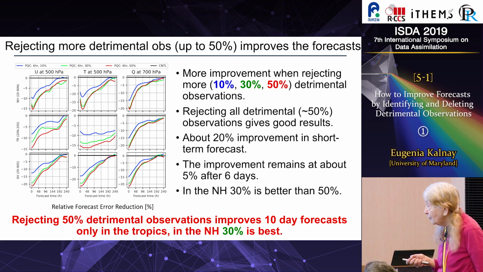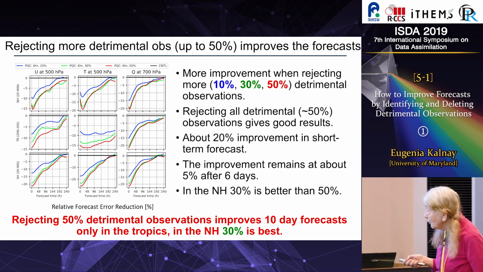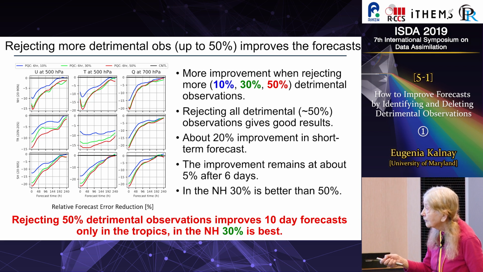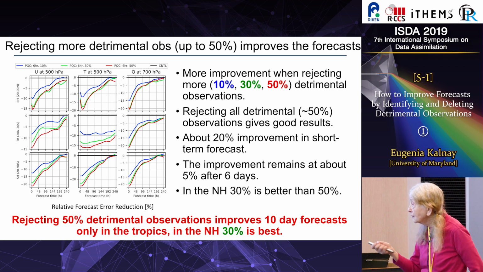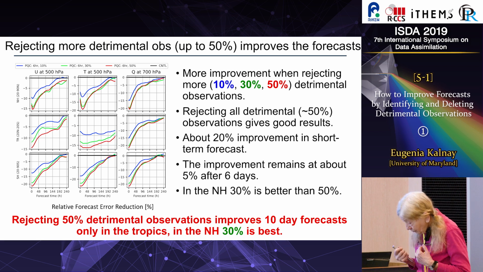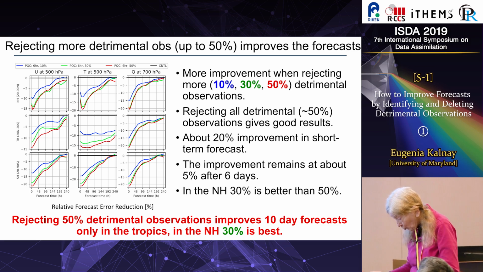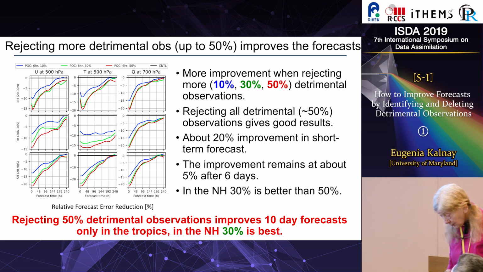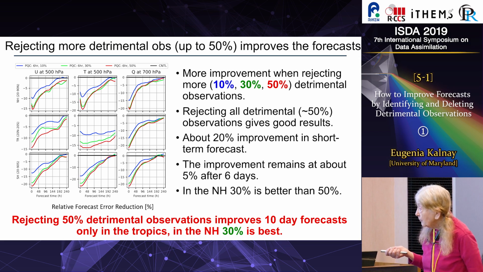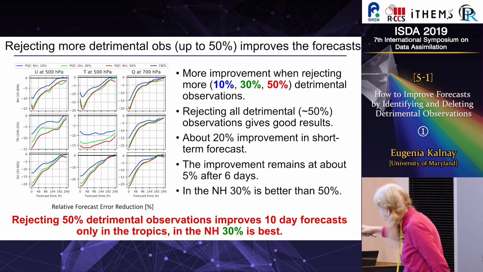So rejecting 50% of the detrimental observations improves the 10-day forecast. So the improvement basically lasts 8 or 10 days. And this is most true in the tropics, and therefore it's the area which would receive most improvements from performing this. And in the northern hemisphere, 30% is best.